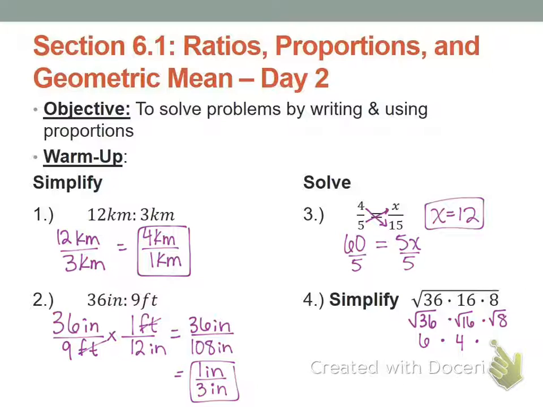What does it become? Majay? 2 root 2. So if you need to see that factor tree, 8 breaks into 4 times 2. 2 times 2, we have a pair. That's why the 2 came outside. The other lonely 2 over here stayed inside. The last thing we need to do is multiply all of those coefficients out front together. 6 times 4 times 2 is 48. And underneath the radical is still a 2.